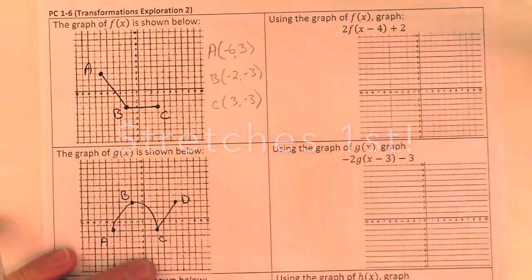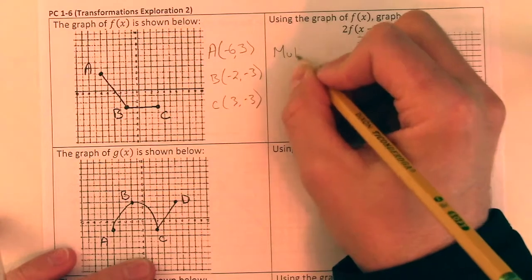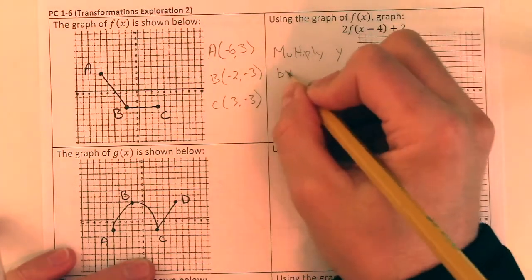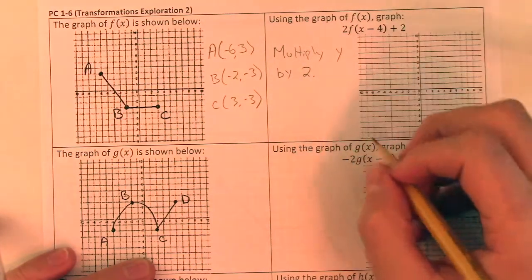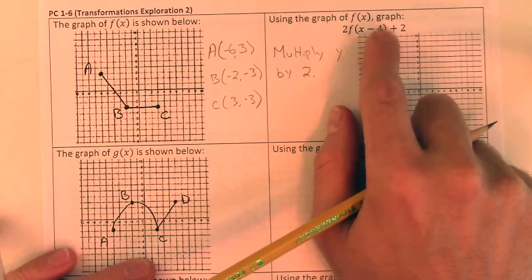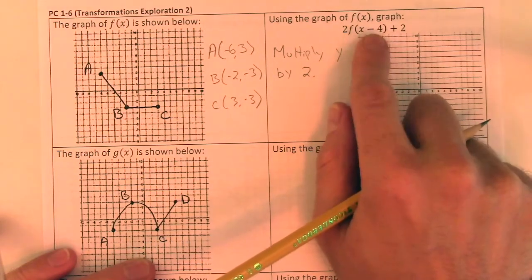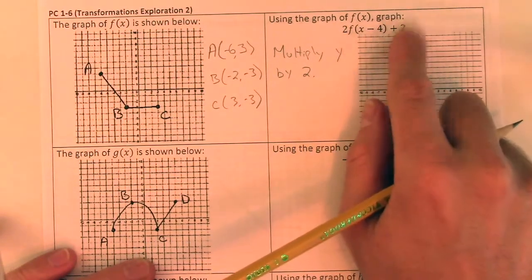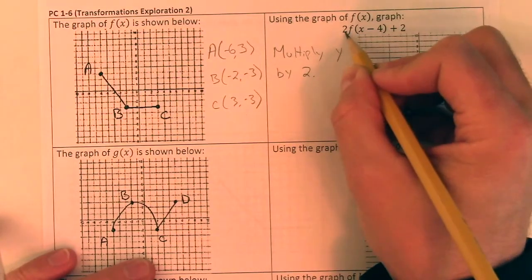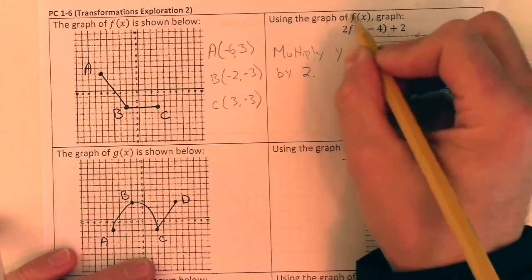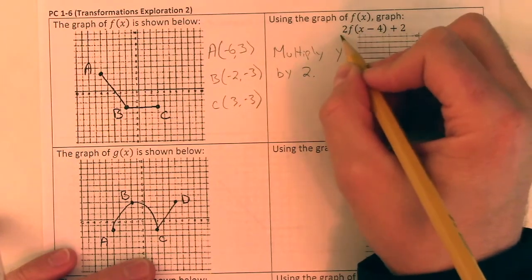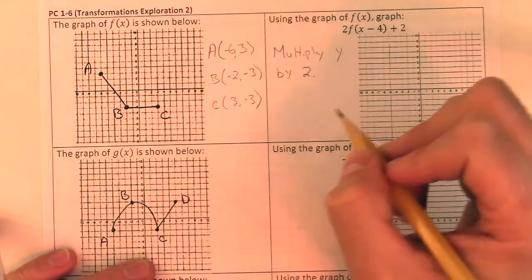So let's start off with the 2 out front. This 2 out front means multiply the y coordinate by 2. So you're going to do the stretches and then the shifts. The shifts are these -4 or +4, anything that's adding or subtracting, inside here or out here. So we're multiplying y by 2 because there's a 2 outside of the f of x. Remember, f of x was just y. It's another way of saying y.